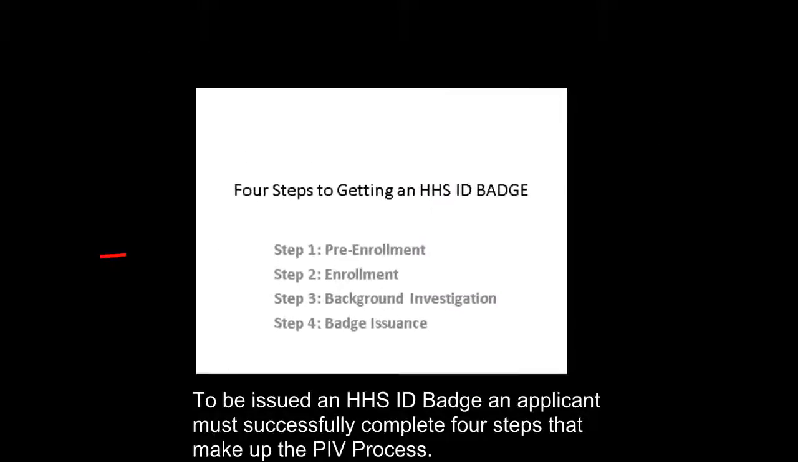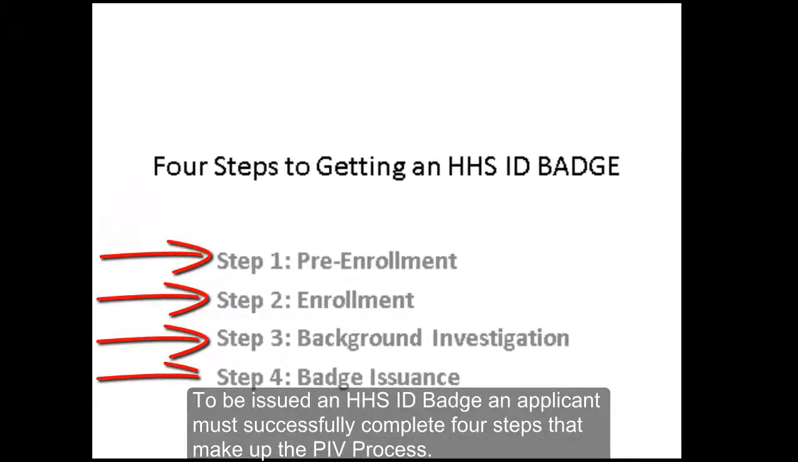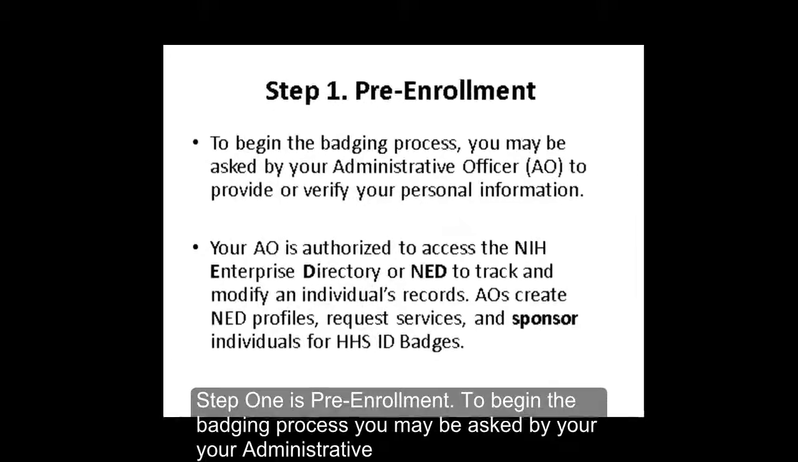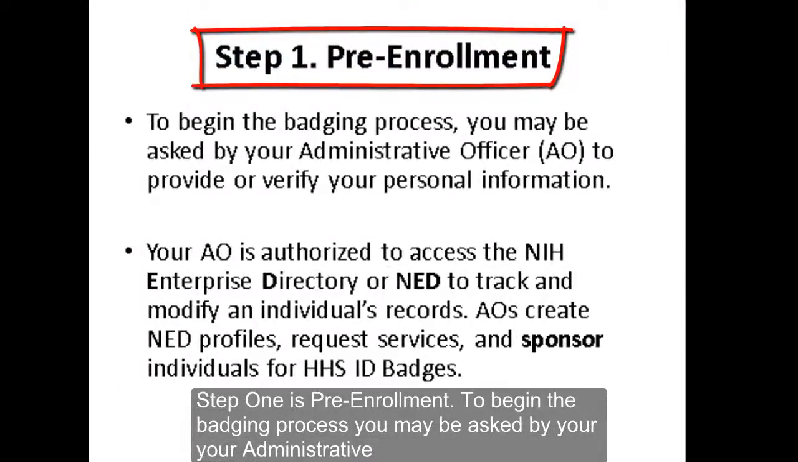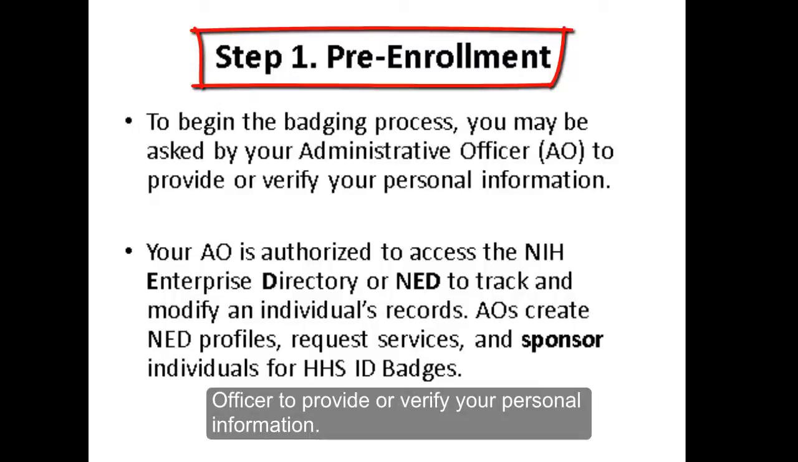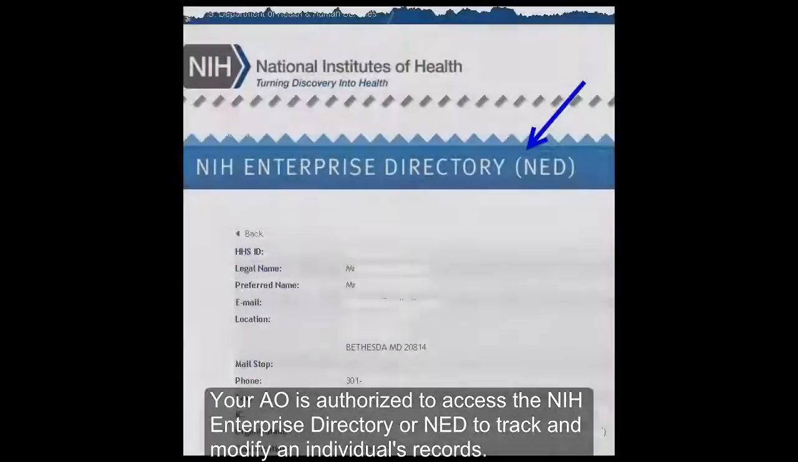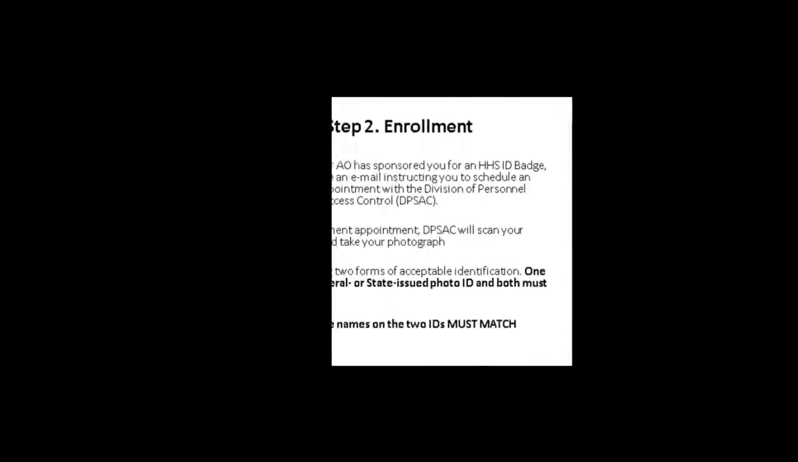To be issued an HHS ID Badge, an applicant must successfully complete 4 steps that make up the PIV process. Step 1 is pre-enrollment. To begin the badging process, you may be asked by your administrative officer to provide or verify your personal information. Your AO is authorized to access the NIH Enterprise Directory, or NED, to track and modify an individual's records. AOs create NED profiles, request services, and sponsor individuals for HHS ID badges.